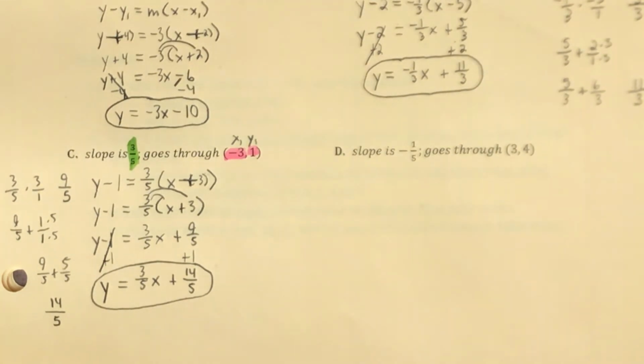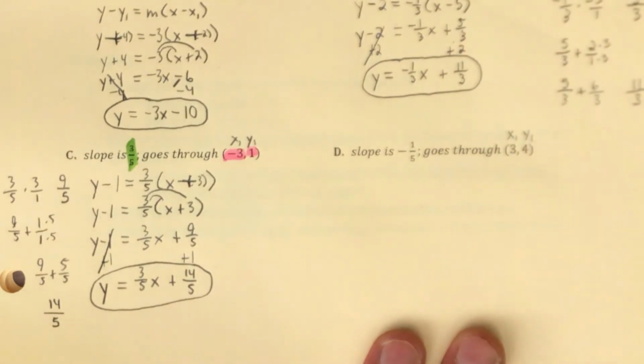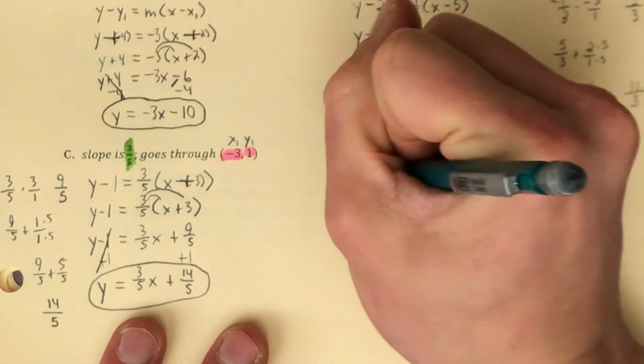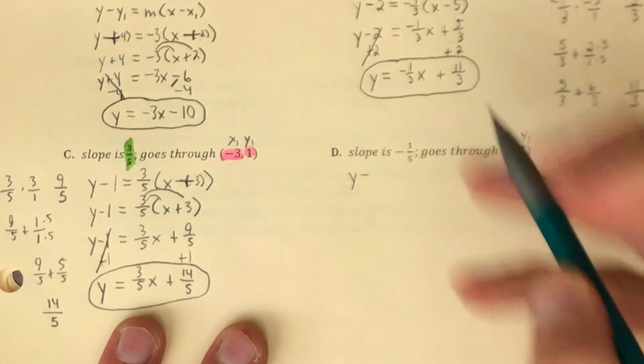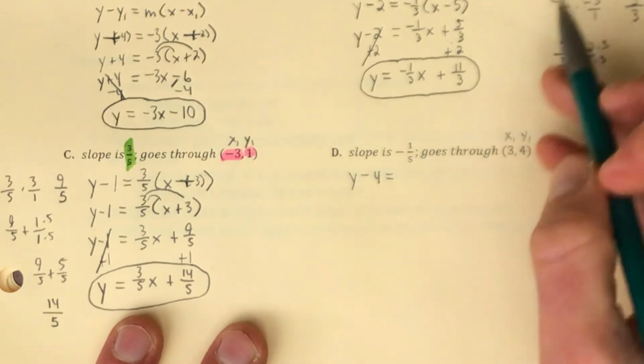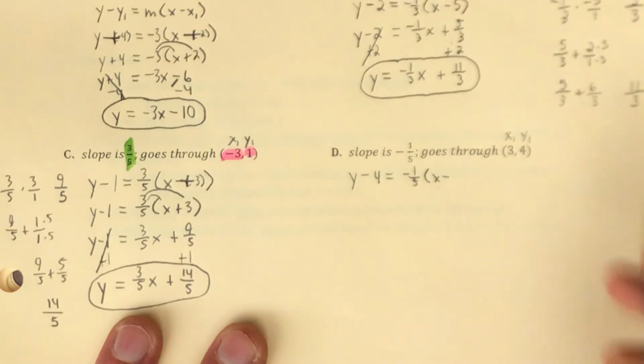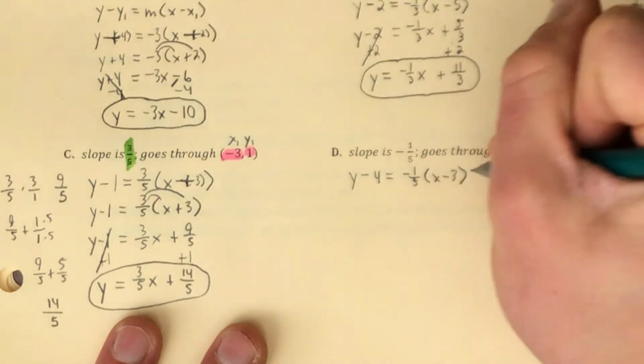All right, well again, I'd encourage you to pause the video, try example D on your own, then check your answer with mine. So example D says the slope is -1/5 and it goes through the point 3, 4. So first thing I'm going to do is label my point 3, 4. This is x1, the 4 is y1. Then I'm going to plug it in. So I get y minus, my y1 is 4, equal to, my slope m is -1/5, times x minus, my x1 is 3.